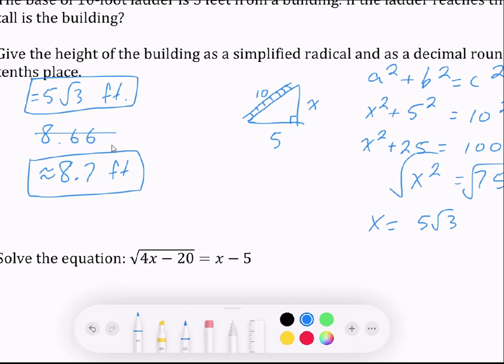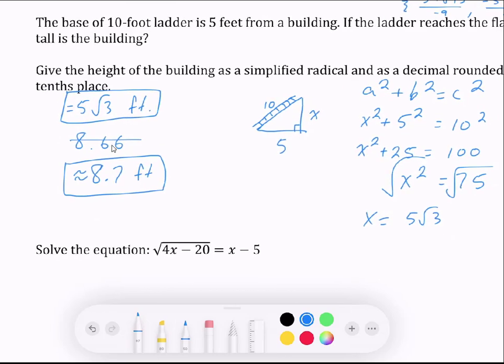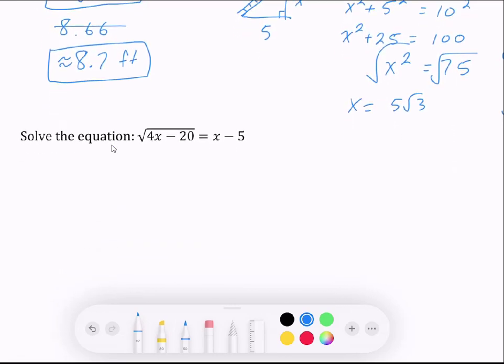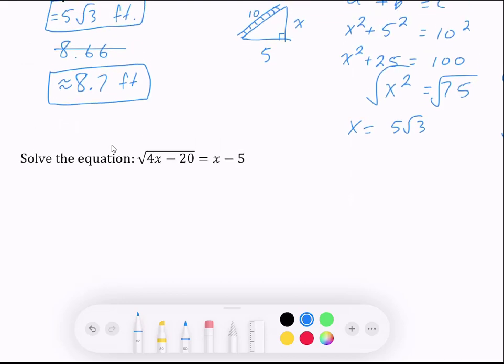Okay. Our last question is one from yesterday. We have a square root. Solve the equation. The square root of 4x minus 20 equals x minus 5. So, what were those steps we followed yesterday? Isolate. Is it isolated? Yes? Okay. Yep, the word we used was raise. So we're going to raise it to a power, just a second power. Solve and then check.